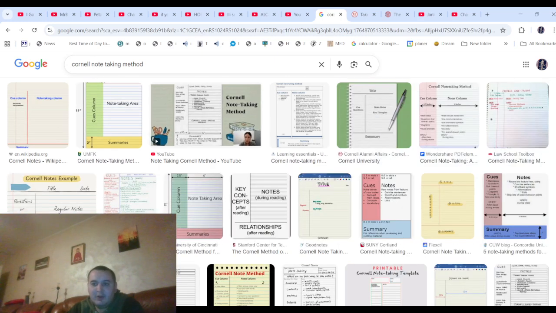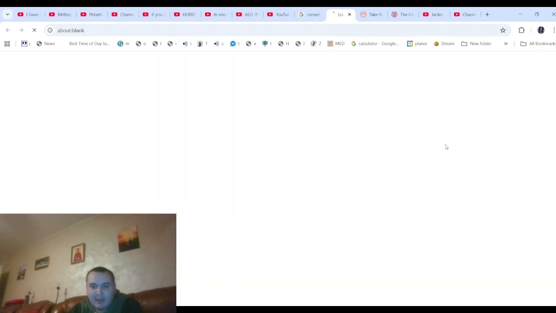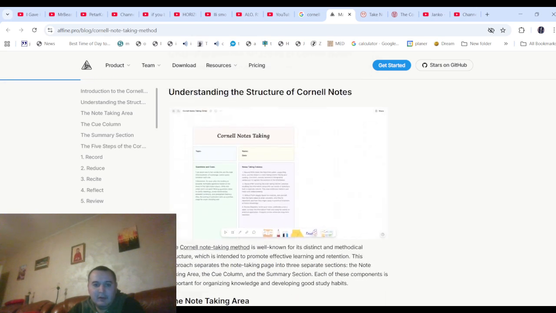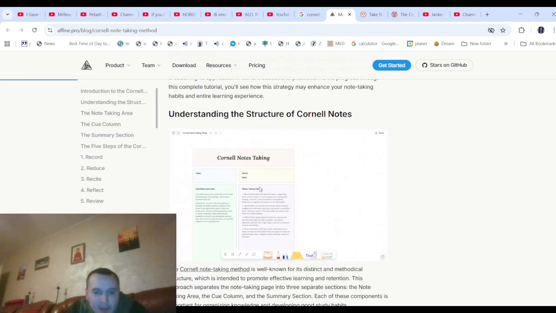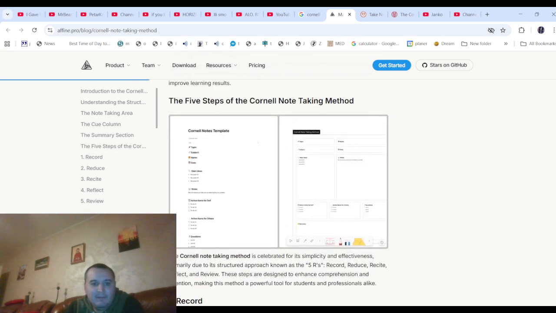I have a whole bunch of Cornell notes. This is also one example. So here, mastering the Cornell note-taking system. Here we would take date, name, topic. So you would put today's date, the day, and here you would have topic and note taking. 5 steps of the Cornell note-taking system.